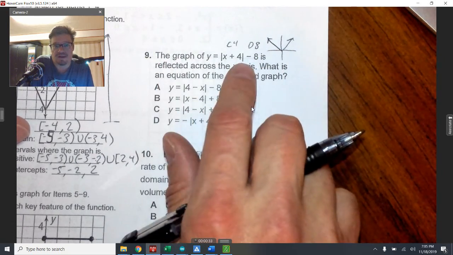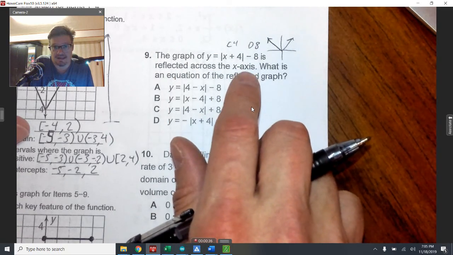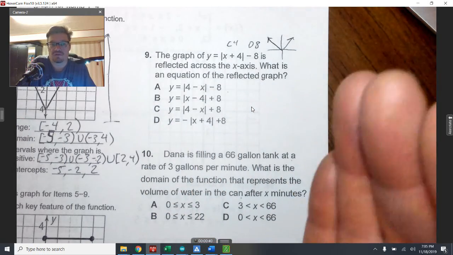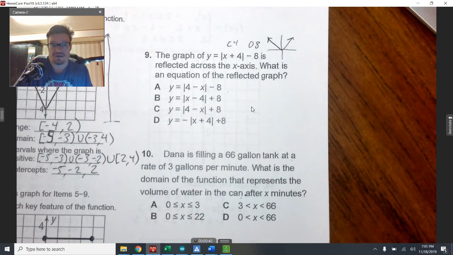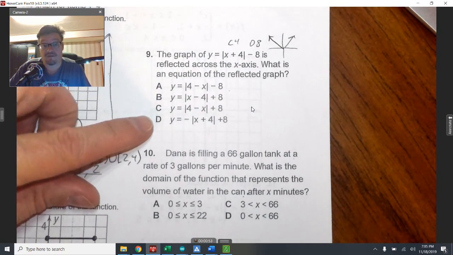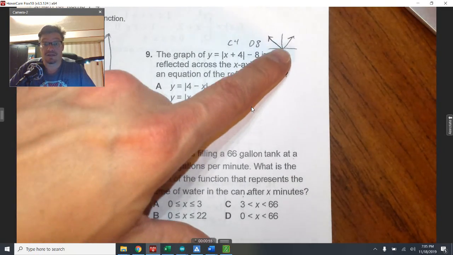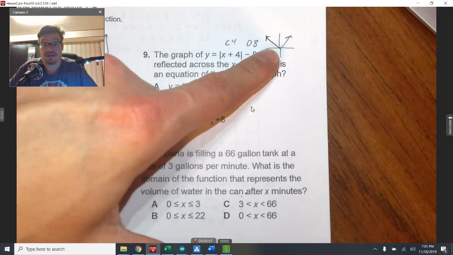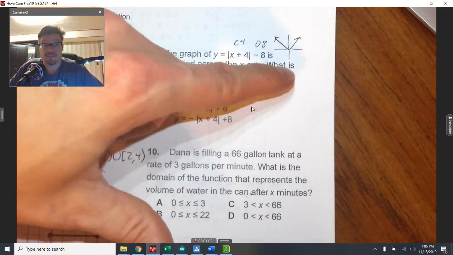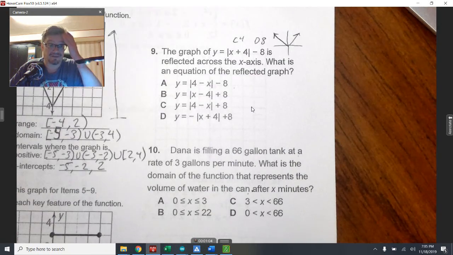But the graph of this is reflected across the x-axis. How do I manage that? Which one of these is going to produce a reflection across the x-axis? Now, so many people got this one wrong. You could have checked this in your graphing calculator. You could have graphed each and every one of these to see if it actually looks like something that moved to the left, went up, did it reflect on the x-axis? I don't think anybody checked.